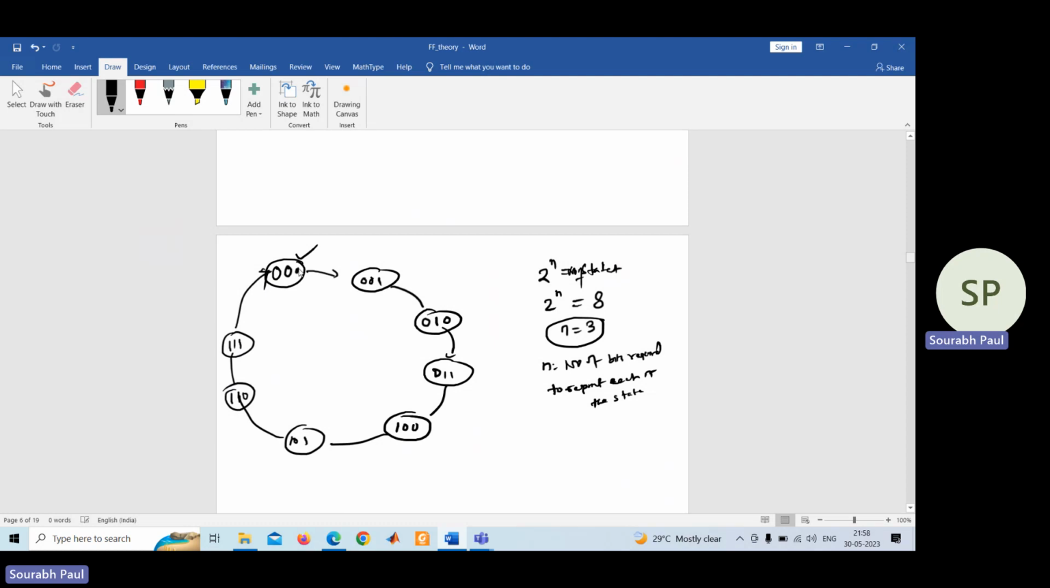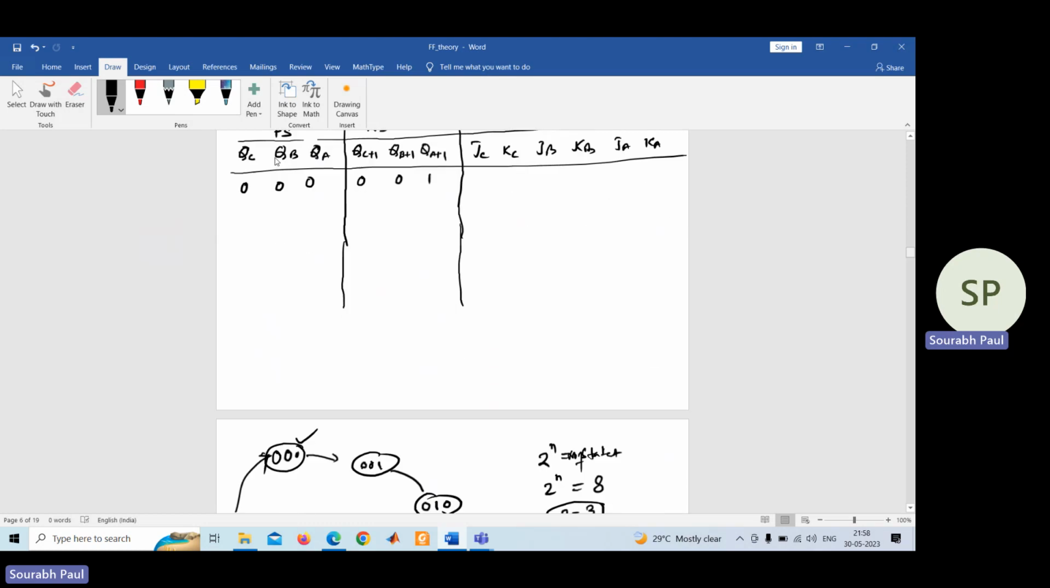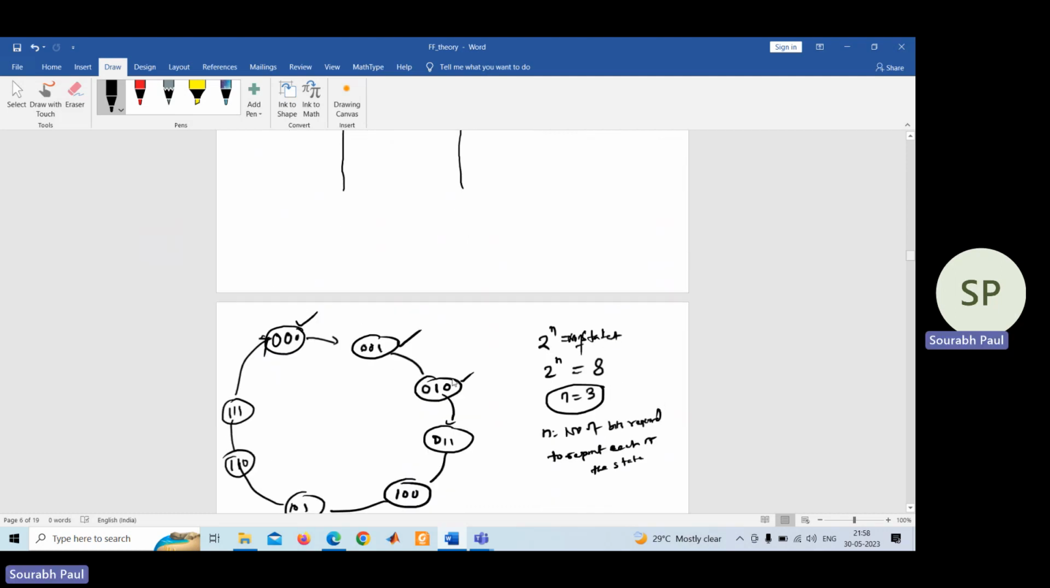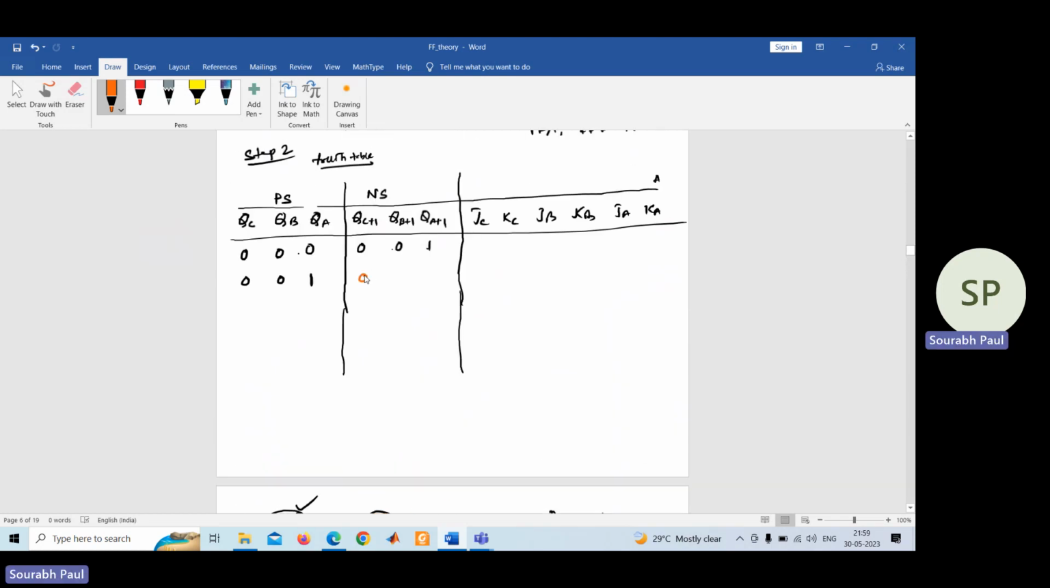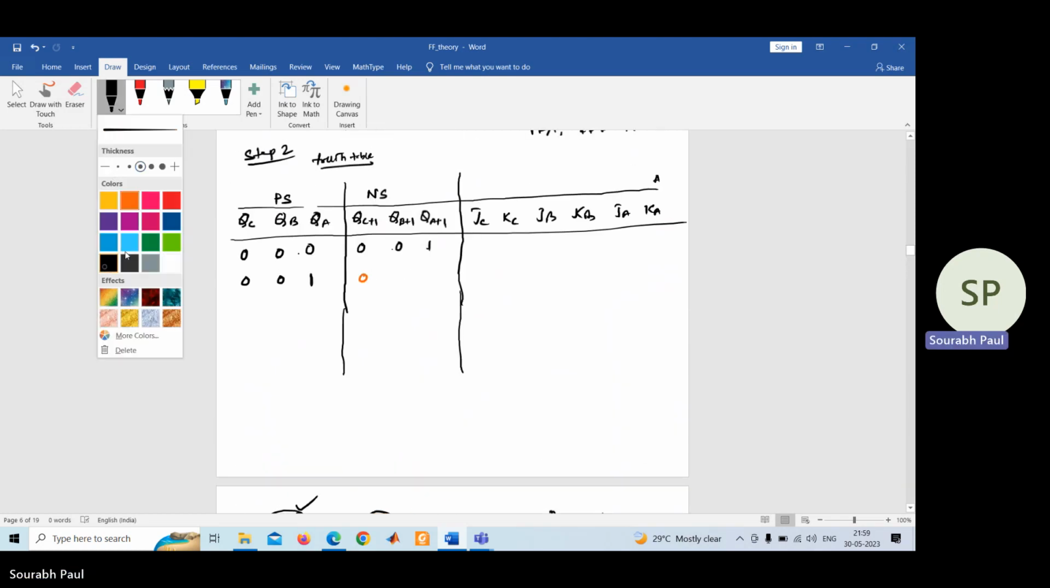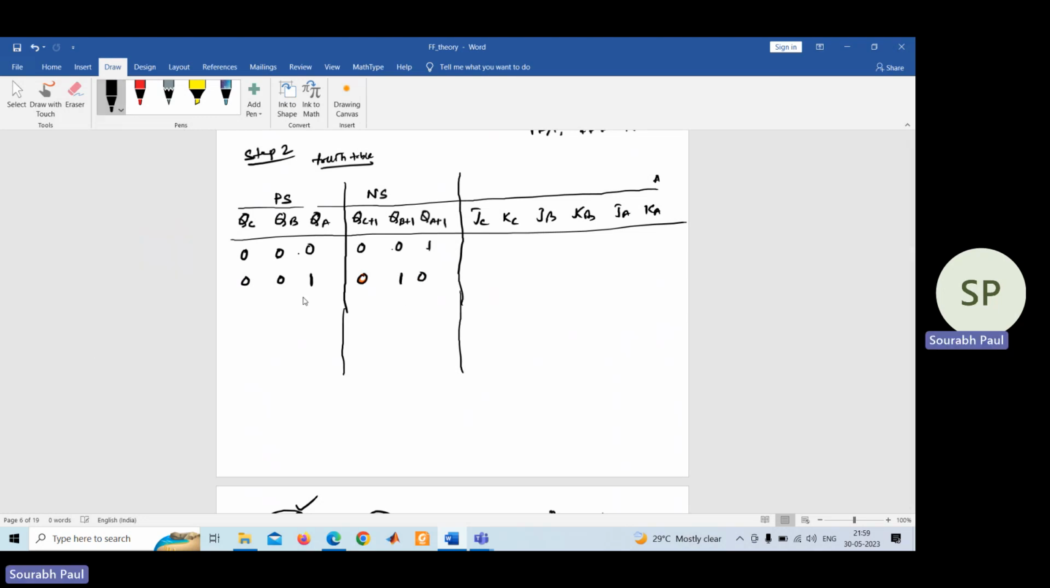So if you start from 0, 0, 0, what will be the next value? Definitely 0, 0, 1. So try to understand. As your present state is 0, 0, 0, what will be the next state? 0, 0, 1. Now if your present state is 0, 0, 1, what will be the next state? 0, 1, 0, that is nothing but 2. So you write 0, 1, 0.